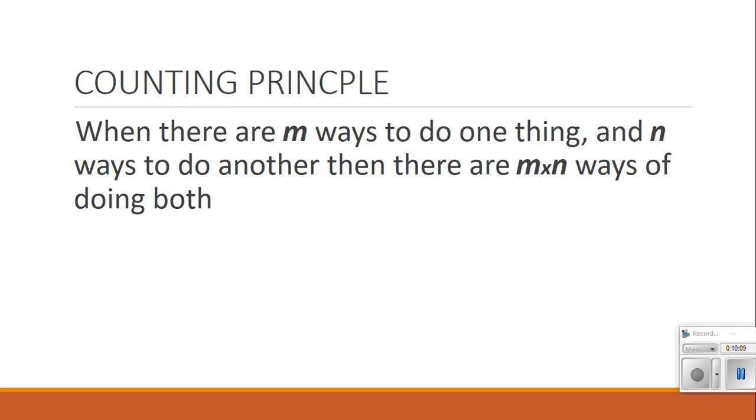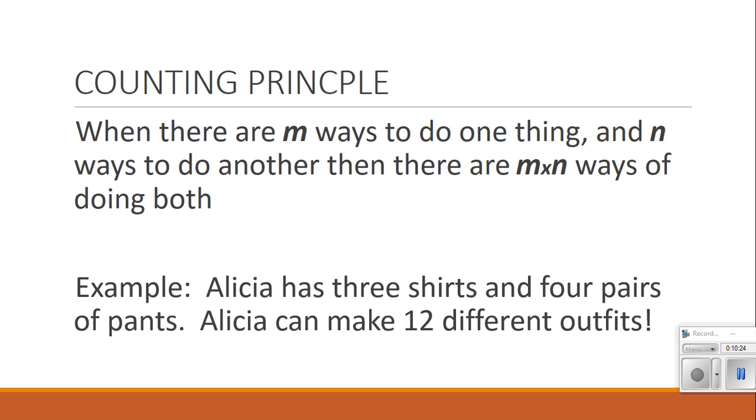The counting principle is when there are m ways to do one thing and n ways to do another, then there are m times n ways of doing both. So a really good example would be Alicia has 3 shirts and 4 pairs of pants. How many outfits can Alicia make? Well, she has 3 shirts, 4 pants, 3 times 4 is 12. So she can make 12 different outfits. Okay, so that's kind of the counting principle.